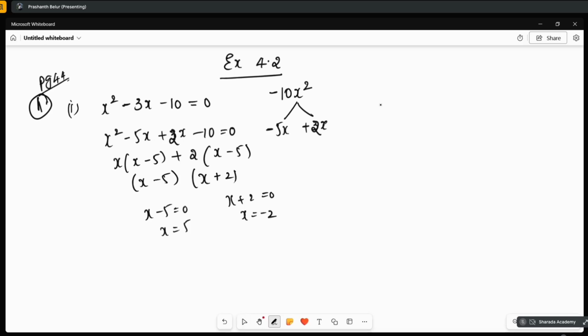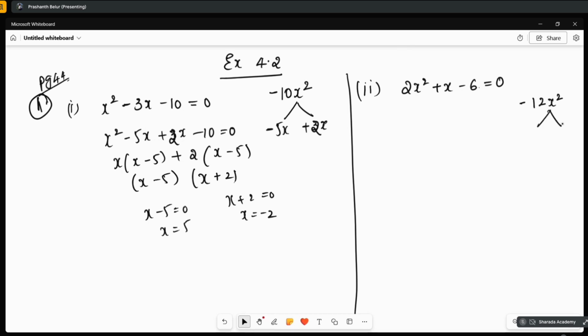We got it. Second one: 2x square plus x minus 6 is equal to 0. So minus 6 into 2x square, what will I get? Minus 12x square. Factors you have to take in such a way that one is plus and the other minus. So the difference of the two numbers should be 1, that is the x you will get.